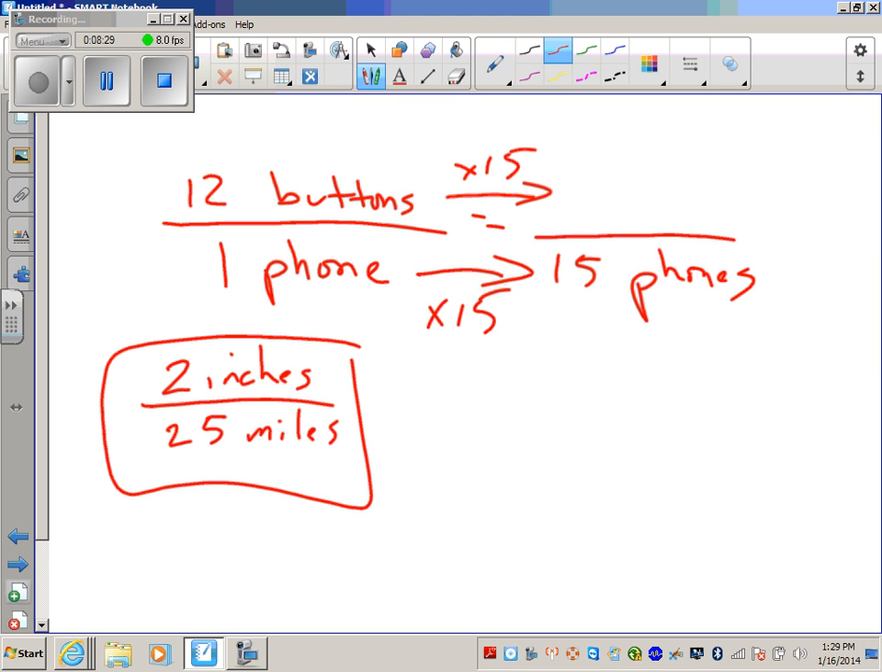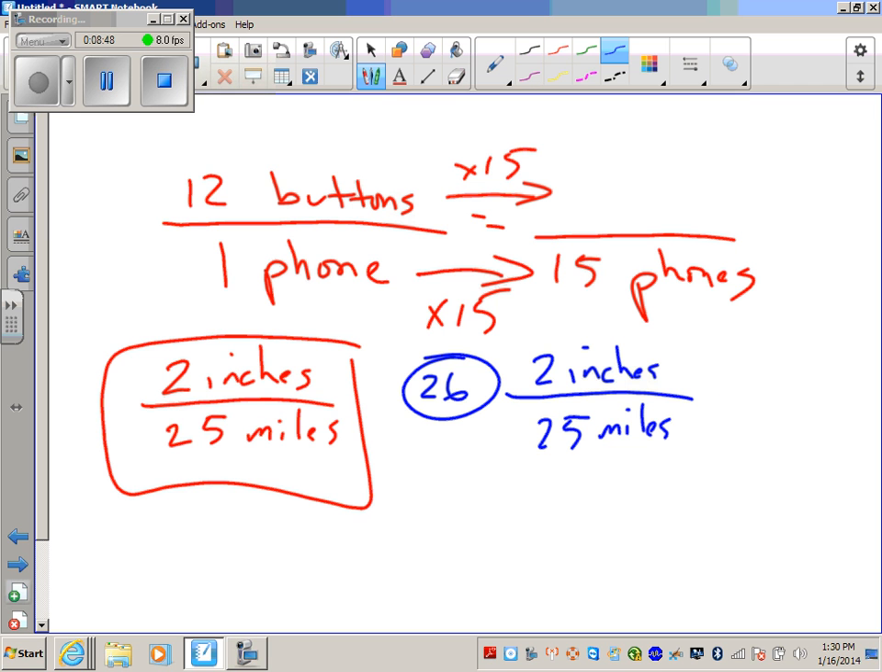Now, number 26, it says we want to use this scale. So for 26, 27, 28, this is the first ratio that we're going to put on. 2 inches and 25 miles. What measurement do they give us for number 26?